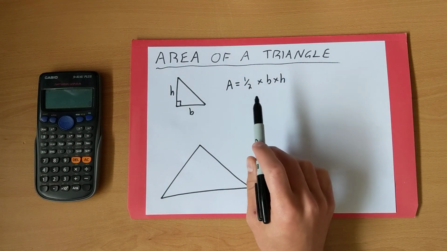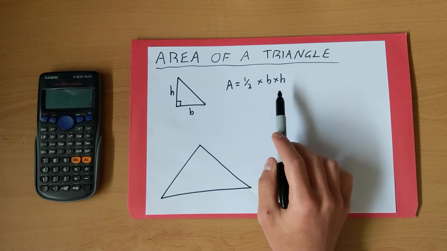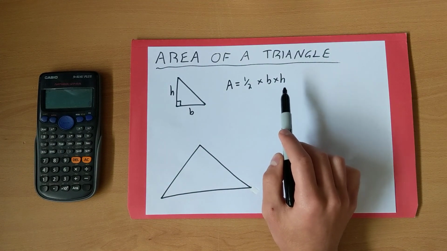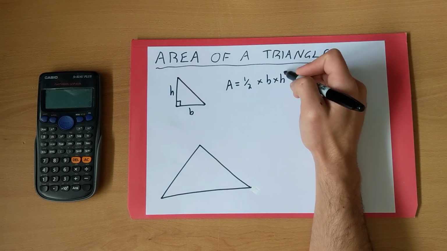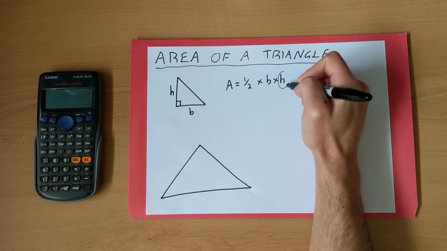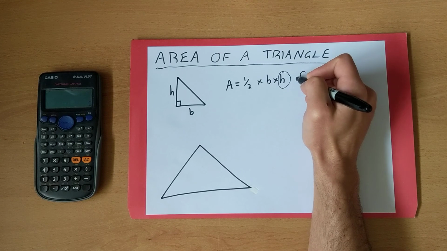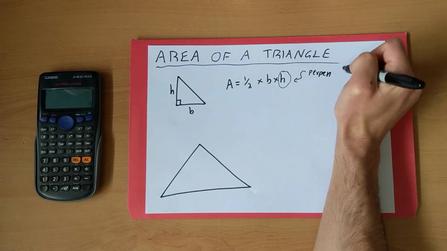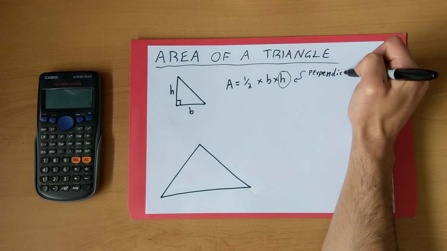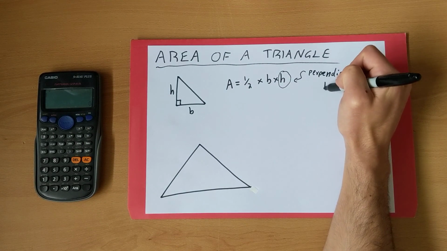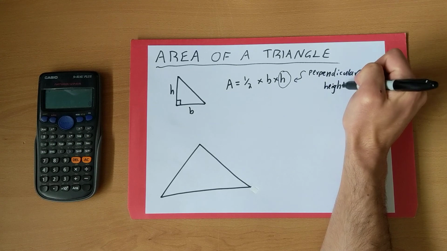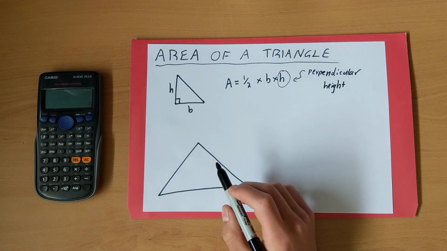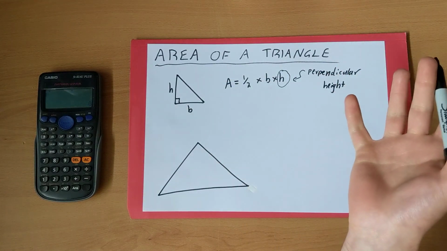In this formula, where I've got a half times the base times the height, there is a very important caveat to this formula, which is that the height, this h over here, has to be the perpendicular height of the triangle. And if you remember, we spoke about what that means, the perpendicular height, meaning the height of the triangle that creates a right angle with the base.